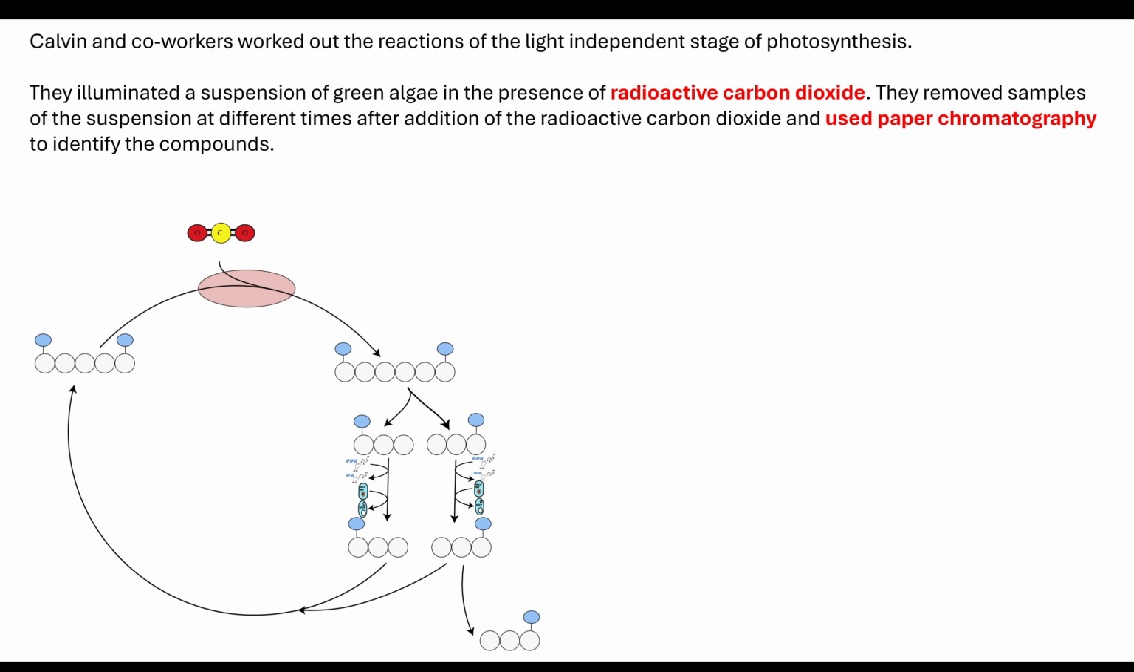They illuminated it and therefore there was light energy that was going to be absorbed. If there is light energy going to be absorbed, that means the products of the light dependent reaction are going to be occurring. Now, in the presence of radioactive carbon dioxide, so they used radioactive carbon dioxide. In this case, I've colored it in yellow to identify that this is radioactive. So we are trying to see what happens to this radioactive carbon dioxide.